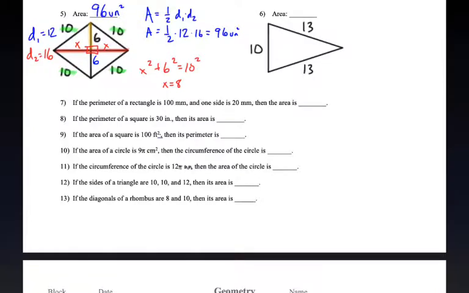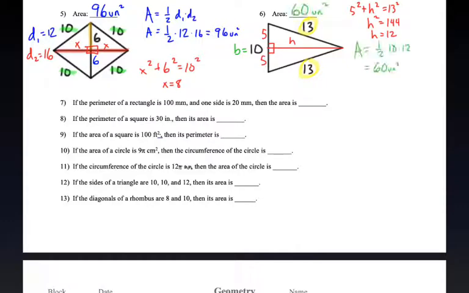Number 18, this is an isosceles triangle, recognized by the two legs that are congruent. So I need the altitude, which is going to come from that opposite vertex to the opposing side, making a right angle. That 10 is the base, which now gets split in half. So 5 squared plus h squared equals 13 squared. h is 12. So 1/2 times 10 times 12 gets us 60 units squared.